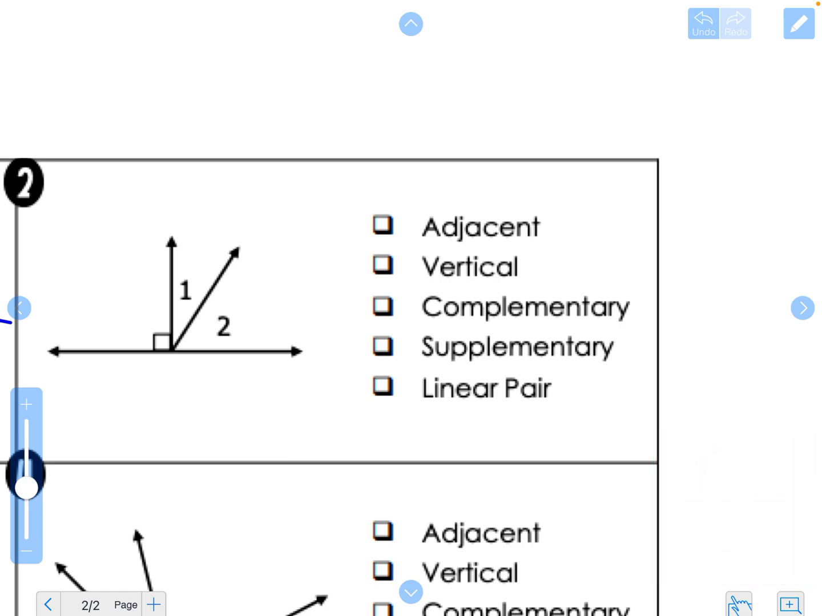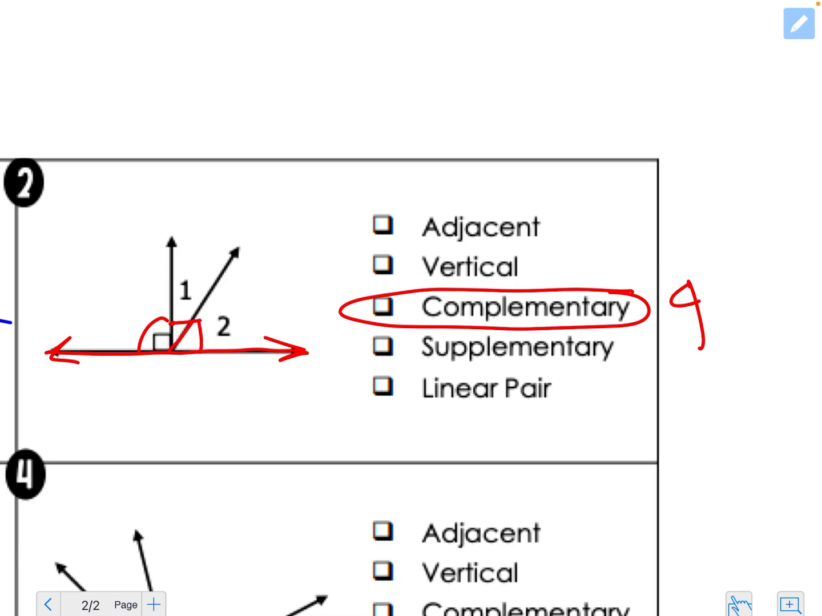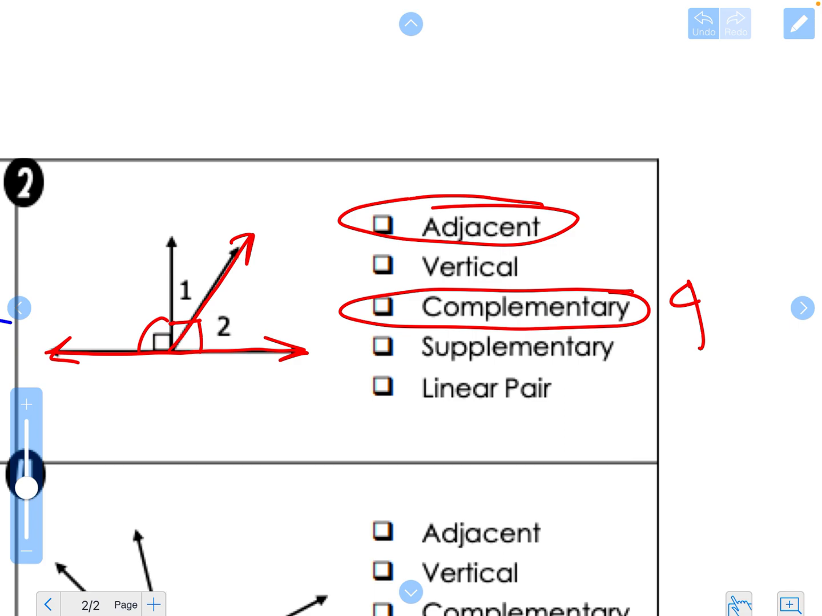All right, let's look at angles 1 and 2. If I know that this right here is a 90-degree angle and this is a straight line, I know that this right here is a 90-degree angle. So again, I can quickly turn that C into a 9, so that tells me that these two angles are complementary. I also know that they share a ray, so they are adjacent. If they are complementary and adjacent, I know they cannot be vertical. If they are complementary, they cannot be supplementary. And if they are not supplementary, they cannot be a linear pair.